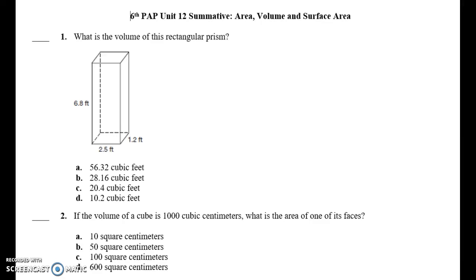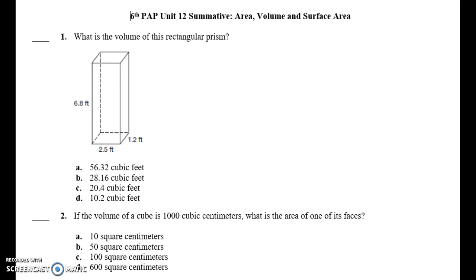6th grade Pre-AP Unit 12 Summative, Area, Volume, and Surface Area. Number 1. What is the volume of this rectangular prism? A. 56.32 cubic feet. B. 28.16 cubic feet. C. 20.4 cubic feet. D. 10.2 cubic feet.